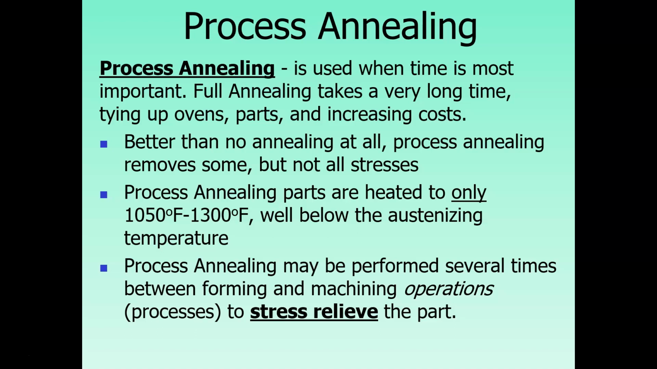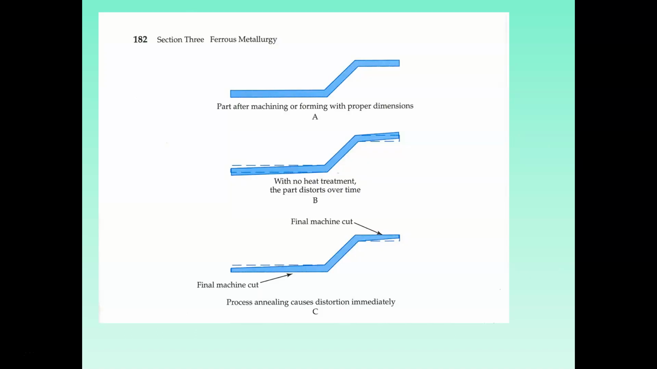Process annealing may be performed several times between forming and machining operations to stress relieve the part. It is also carried out intermittently during the working of a piece of metal to restore the ductility lost through repeated hammering or other working. Page 182 in your book, figure 12-5. So process annealing can eliminate the hazard of distortion taking place after a long period of time.